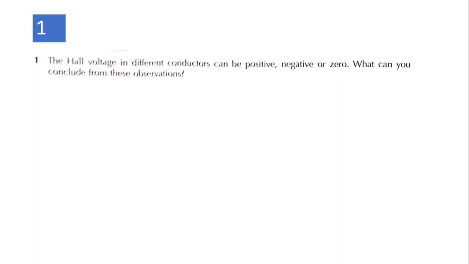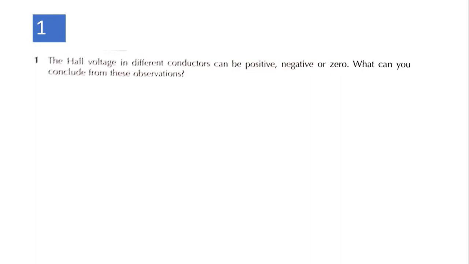Positive Hall voltage implies that the majority of the charge carriers in the conductor are positively charged. Negative implies that the majority of the charge carriers are negatively charged, or free electrons. Zero: there are equal numbers of positive and negative carriers in the conductor.